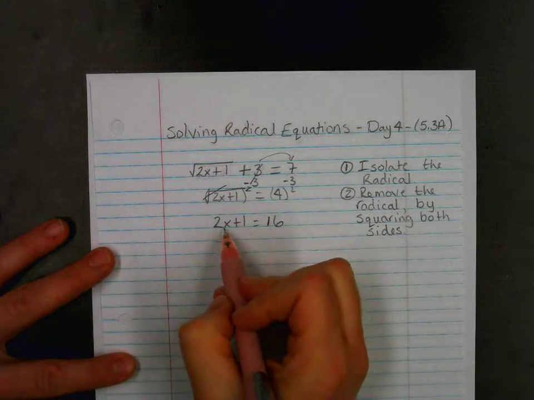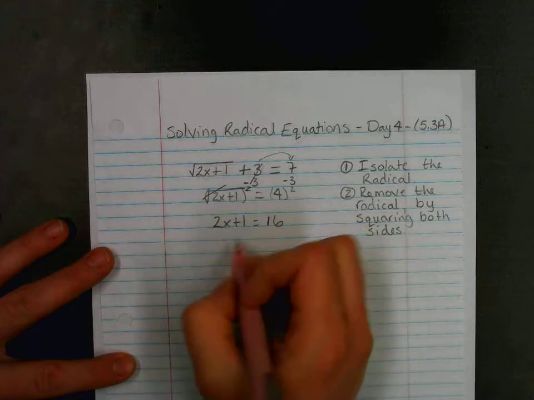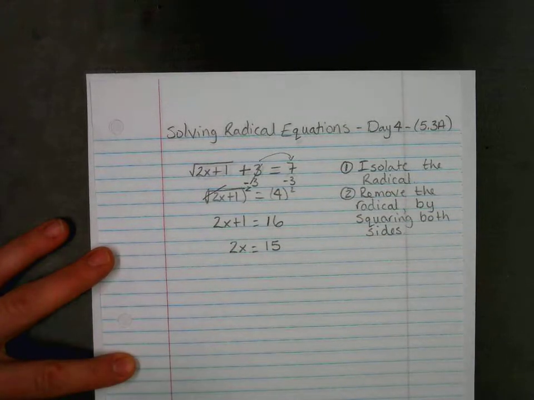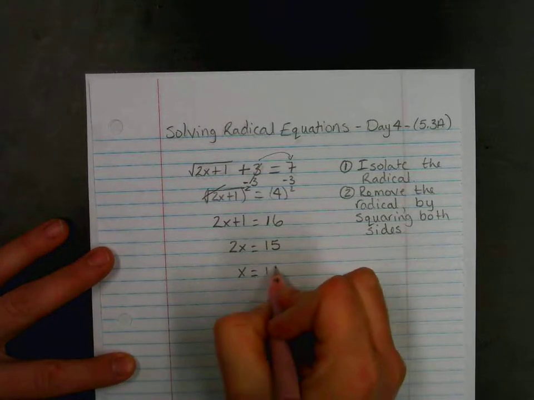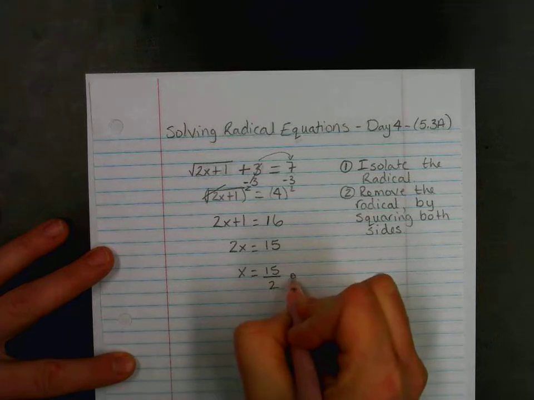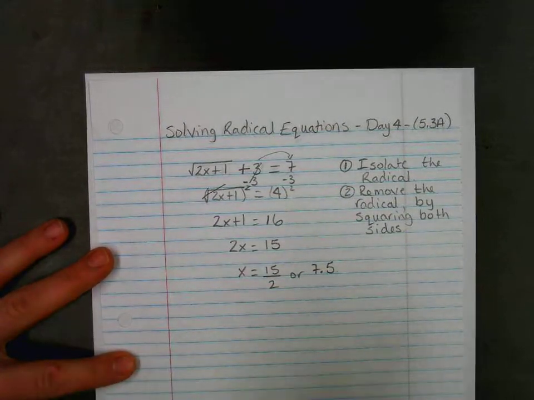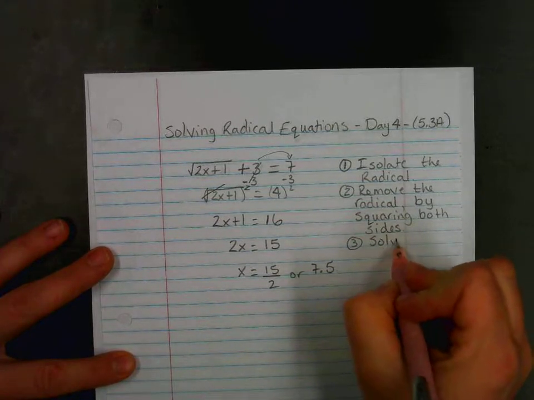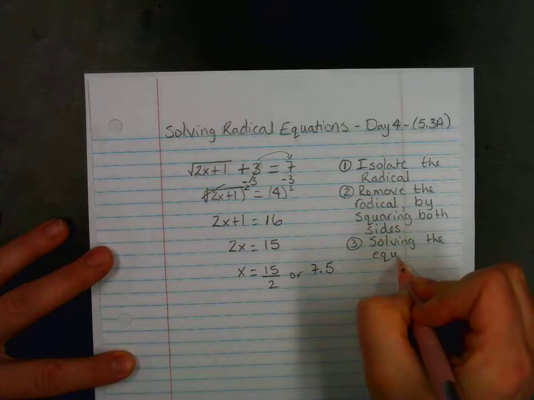Now what I'm left with is just a linear equation to solve for x. So I'm going to subtract 1 from both sides. And then I'm going to divide both sides by 2. Okay. So that third step, you're just simply solving the equation that you're left with.